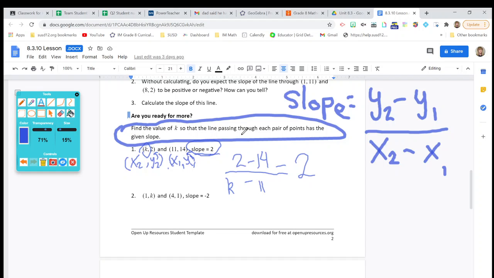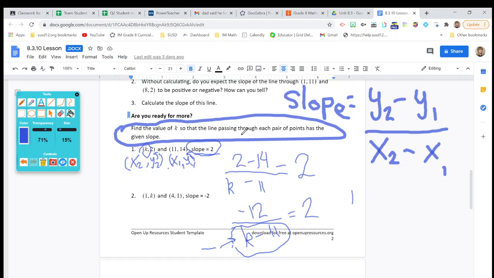All right, I'm going to simplify this. 2 minus 14 is negative 12. Let me write that down. So this is negative 12 divided by k minus 11 equals 2. What could possibly be a value of k? Well, we need something down here so that negative 12 divided by this something equals 2. How about negative 12 divided by 4 equals 2? No, negative 12 divided by 4 equals negative 3. So that won't work. Then what?